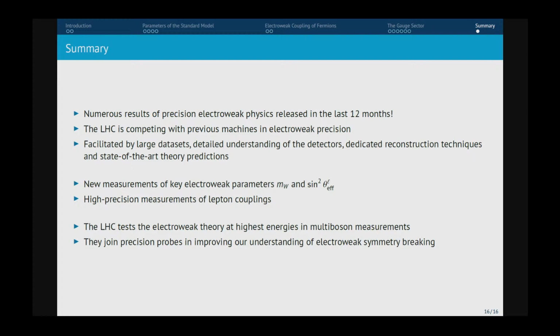I presented to you new measurements of the W mass and the weak mixing angle. We have high precision measurements of the lepton couplings. And then the LHC tests the electroweak theory at very high energies in these very rare multi-boson processes. And these start to join the precision probes in the Higgs sector to help understand electroweak symmetry breaking.